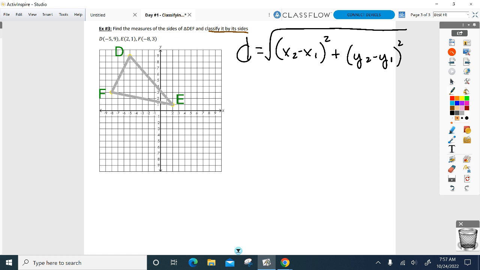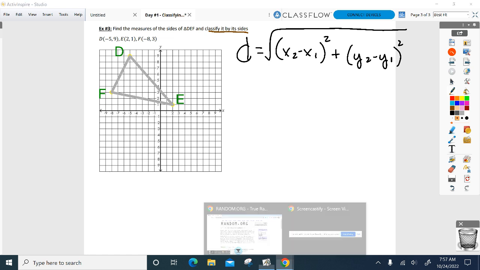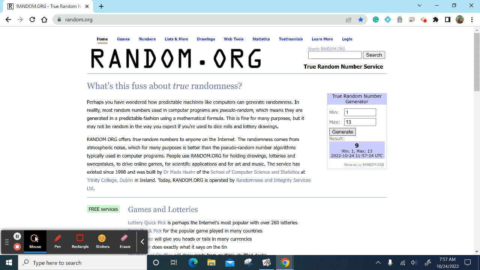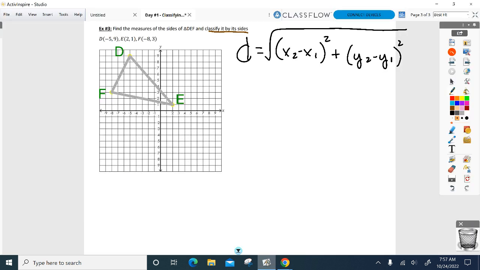So here's what I'm going to do. I'm going to do one of the sides with you, and then I'm going to let you do the other two sides in your group or by yourself. Not class decision, your decision. Pick a side. D's not a side, D is a vertex or a point. I need an actual side, like DE, DF, right? DE? Pick another one. I don't like that one. What is it? FE it is. Great choice. So let's find the length of FE.